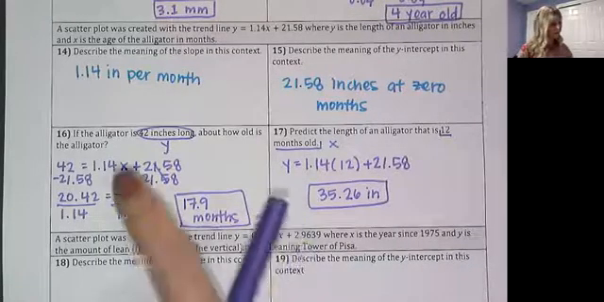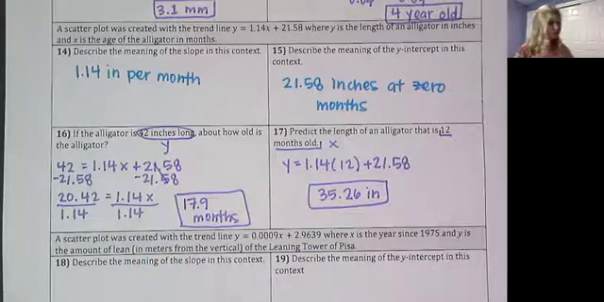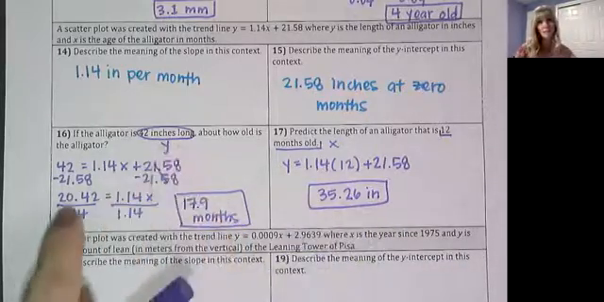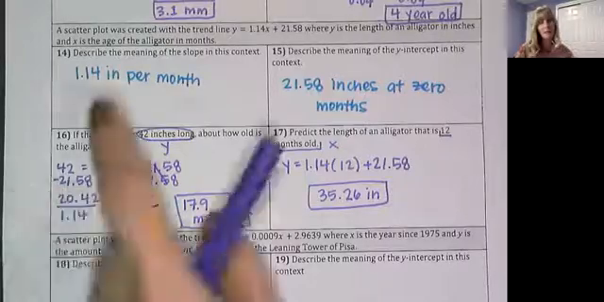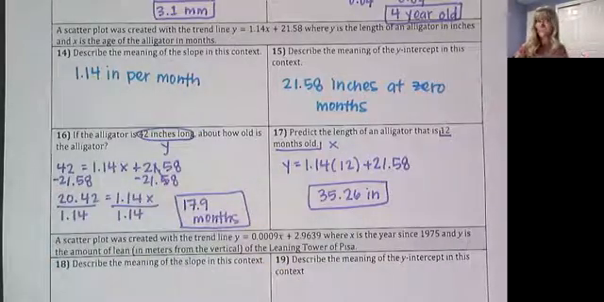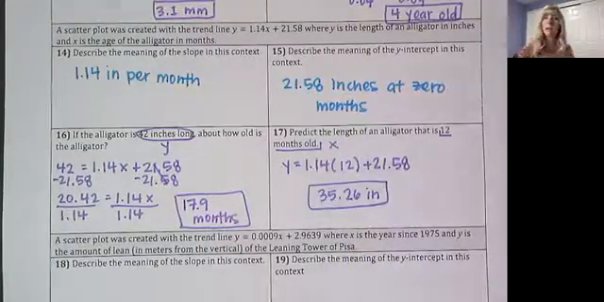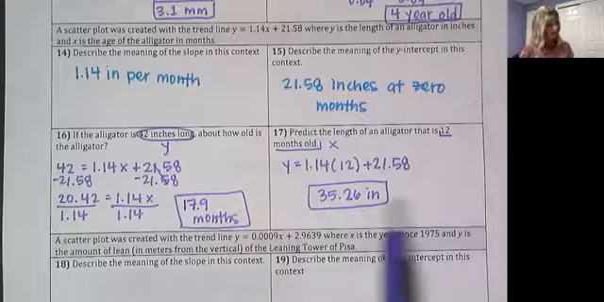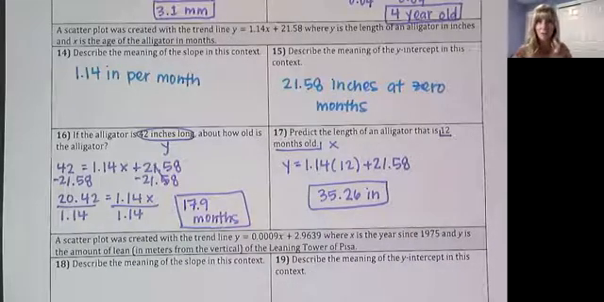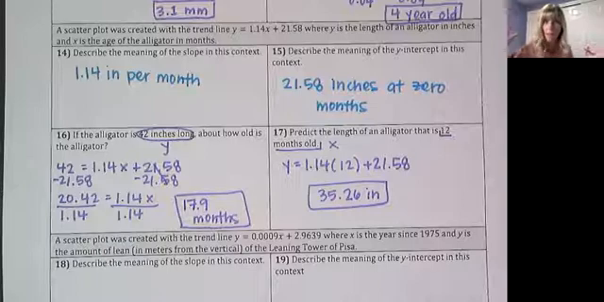Now, look at this one. If the alligator's 42 inches long, inches, that's Y. So this right away, I had to plug in 42 for Y and use my inverse operations and solve for X. I got about 18 months old. Hopefully you got around there. And then this predicts the length of an alligator that is 12 months old. This one gave me X, so I could plug it in and evaluate. How are we doing? Doing okay?